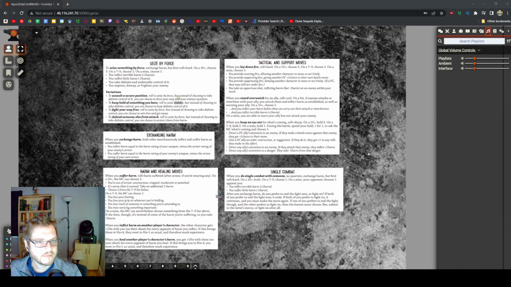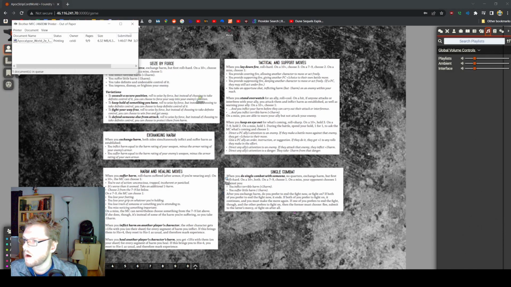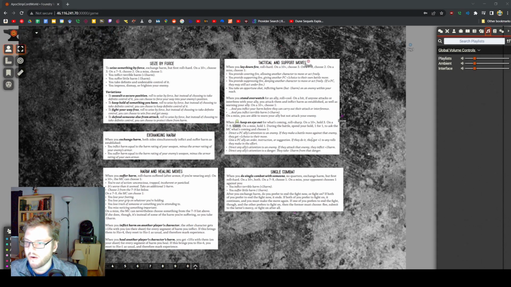Right. So does that make sense with harm and healing? Yes, that makes sense. So the important thing about harm. It doesn't have it on these sheets, but you'll notice on the PDF that it's got a weird clock thing for harm. The reason it's done like that is because of the way that injuries work.